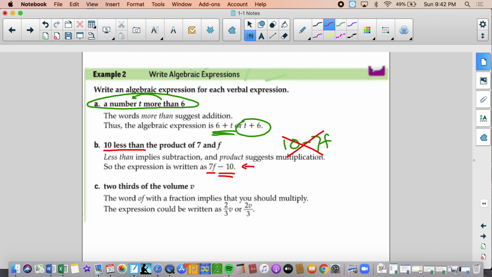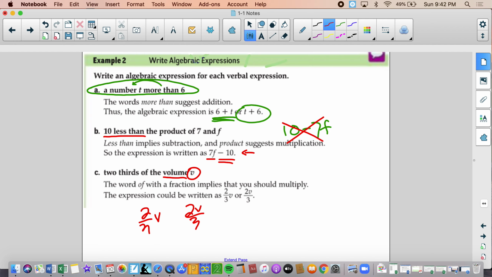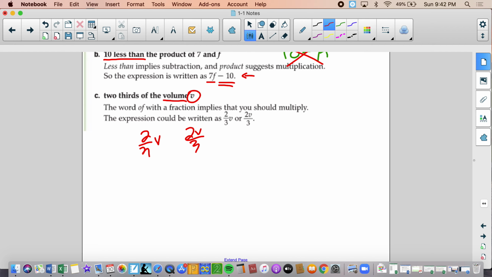Number C, 2/3 of the volume V. So 2/3 of, remember of means multiplication, the volume V. We're using volume, and they give you a variable that you're going to use for volume. So you can have 2/3 V, or notice this one. They will accept this also. And the reasoning behind that is, well, if you have 2/3 times V, what's V as a fraction?